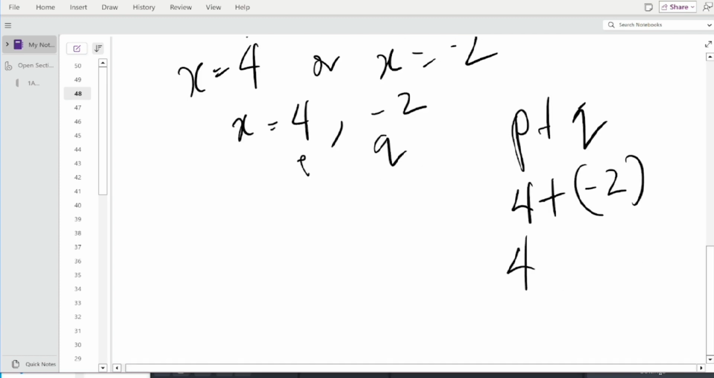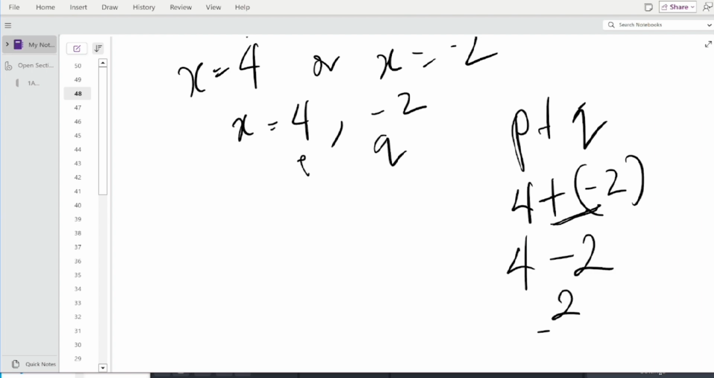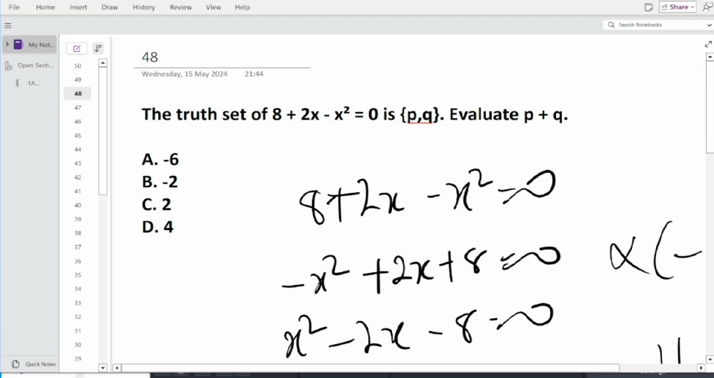Then you have 4 plus and minus, that's plus times minus. You can't have these two signs together. You have to resolve them into one. So two opposite signs will give you minus. That's 4 minus 2. 4 minus 2 will give you 2. Our final answer is 2. Our answer is C.